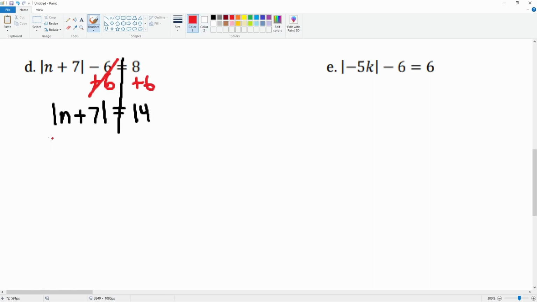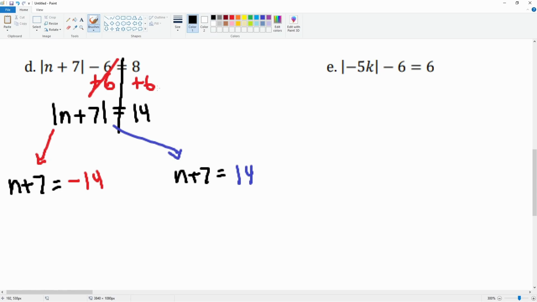Now it can be split. This can be split into the -14 equation. So n plus 7 is equal to -14. And the other bar can be split into the +14. That is, n plus 7 is equal to +14. All right, so let's solve for it.